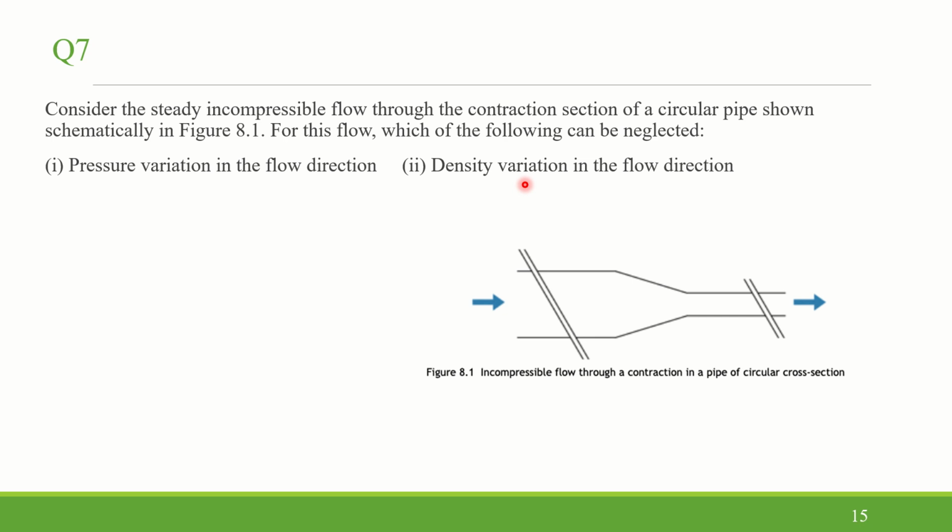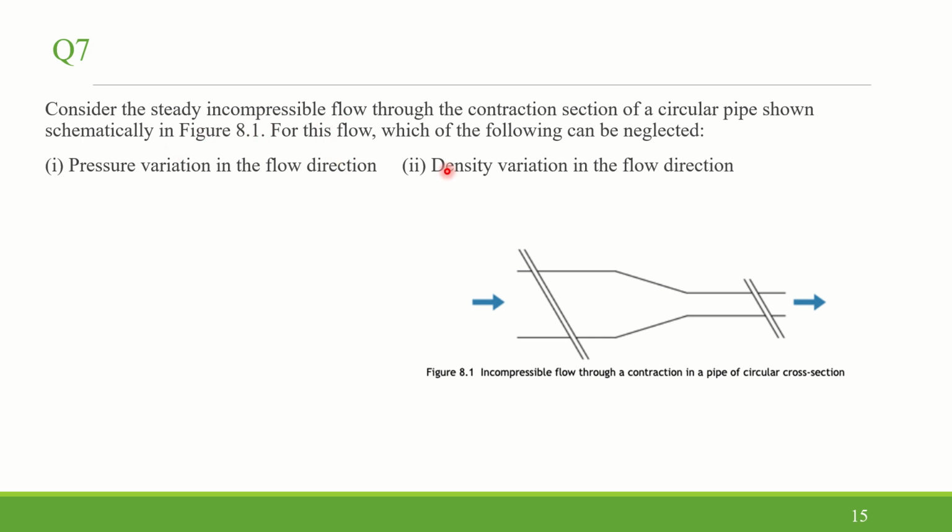So now in the question, it is clearly asked about the incompressible flow. So the flow is a steady flow and the flow is an incompressible flow through the contraction section of the circular pipe shown in 8.1. So for this flow, which of the following can be neglected? So we are given pressure variation in the flow direction and density variation in the flow direction. So here if we look at it, when we are talking about incompressible flows, we all know that there is no major density change across the pipe. This is the case when we are talking about the incompressible flows.